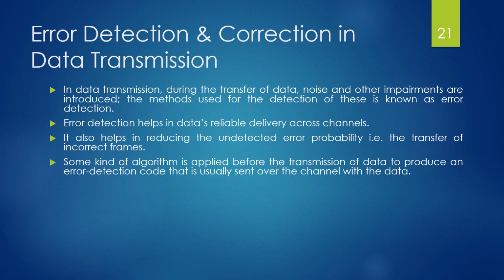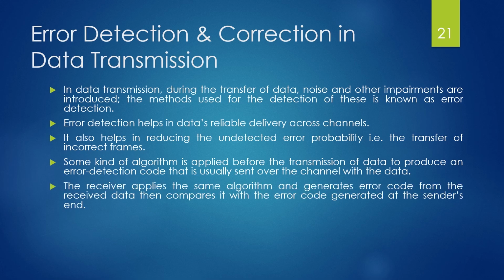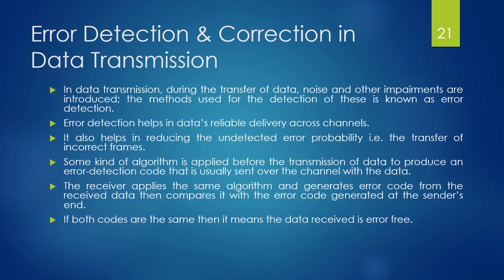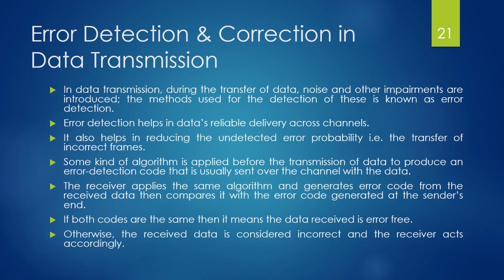Some kind of algorithm is applied before the transmission of data to produce an error detection code that is usually sent over the channel with the data. The receiver applies the same algorithm and generates an error code from the received data, then compares it with the error code generated at the sender's end. If both codes are the same, then it means the data received is error-free. Otherwise, the received data is considered incorrect and the receiver acts accordingly.